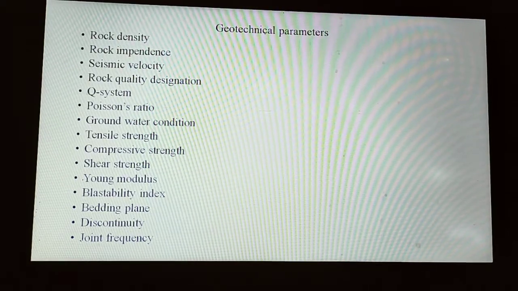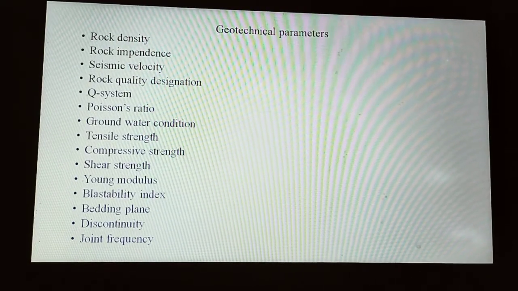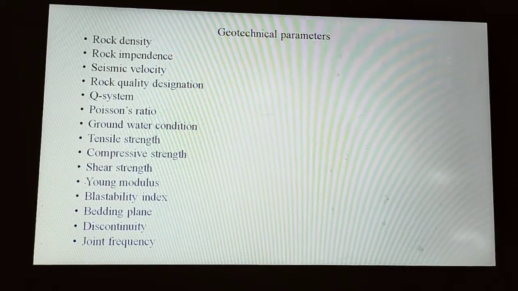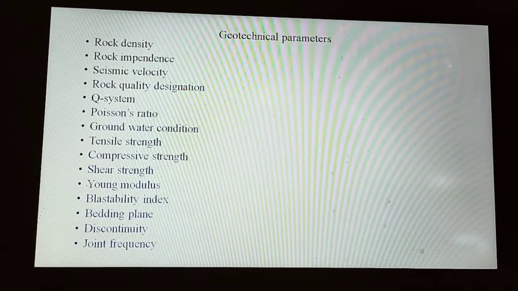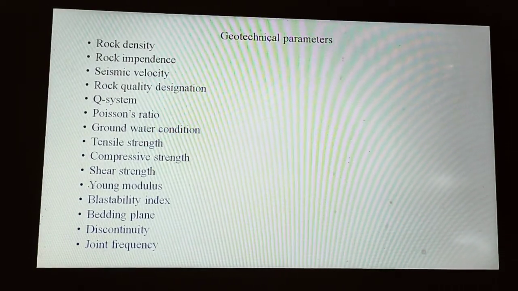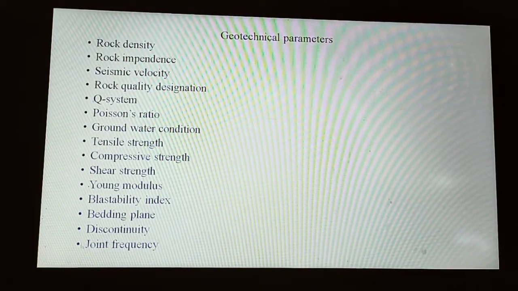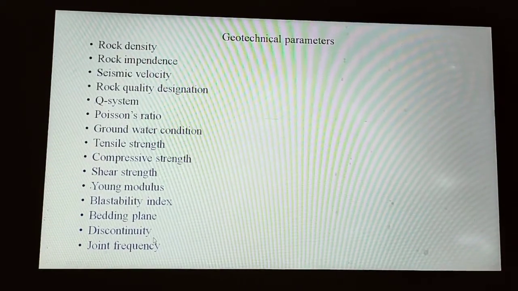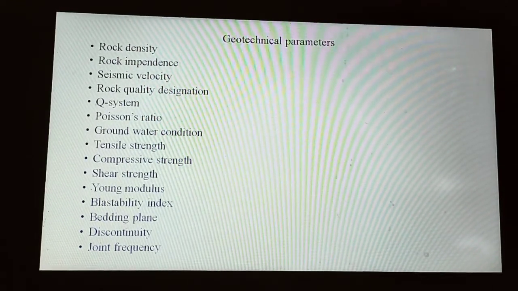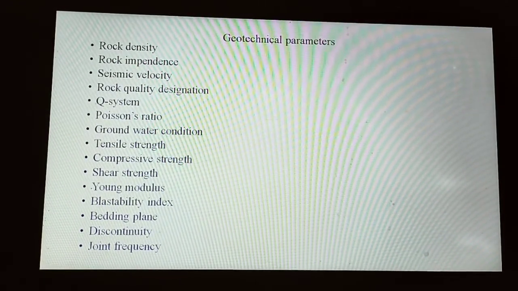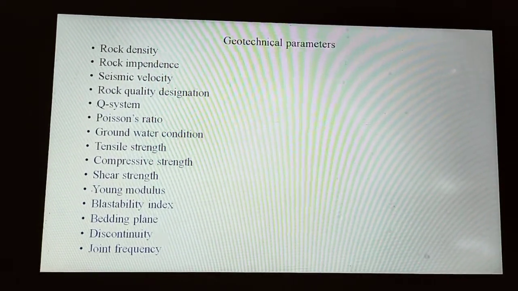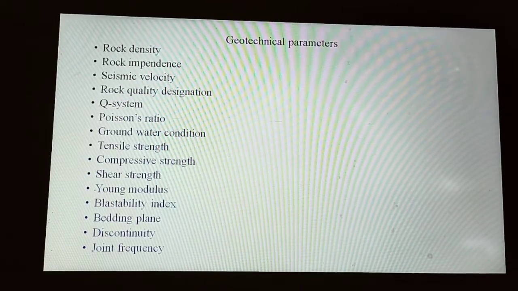And bedding plane is a surface which separates layers of rock in a stratified rock mass. As far as discontinuity is concerned, it is a lack of continuity in rock mass. Joint frequency basically represents the number of joints per meter.